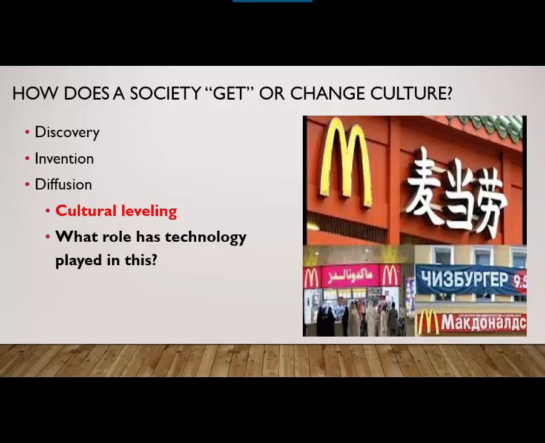Now, how exactly do we get the culture that we have? Well, your book focuses primarily on one, diffusion, but I would like for you to also be aware of two other ways in which a society can get culture, starting with the more rare way of getting culture, which is discovery. And that's because when you discover something, it is already there. It exists in the environment, and then people just discover it.